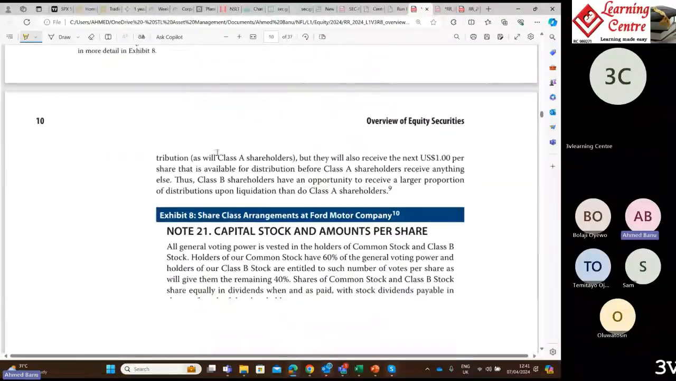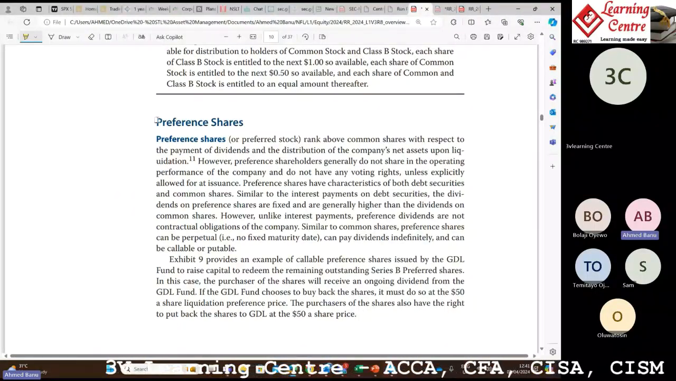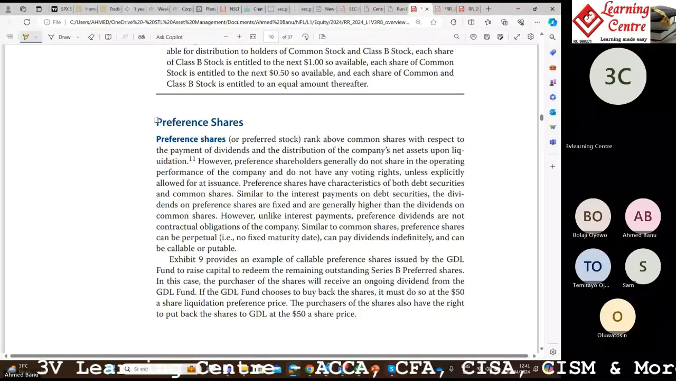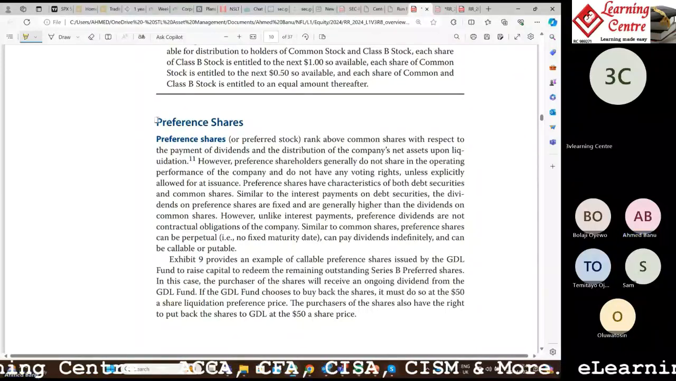Now, let's move on to preference shares. Like I mentioned, for common shareholdings there are 2 things that you benefit from, which are the dividends and the voting right. The company does not have any obligation to pay you dividends. However, you have all the rights to what? You have all the rights to vote.